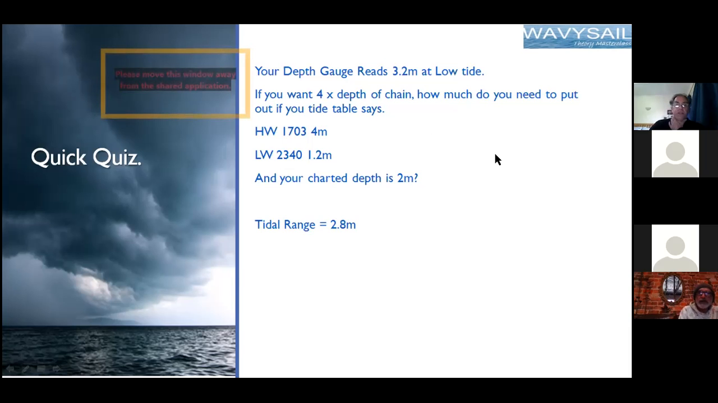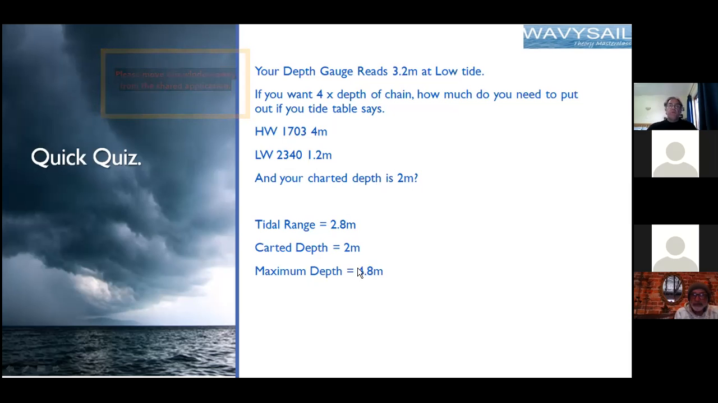So your tidal range is 2.8 meters. That's the difference between your 4 meters and your 1.2. That's how much the water will go up and down in that tide. Your charted depth is 2 meters, that you know from your chart. So your maximum depth at any time is going to be 4.8 meters. Make sense? So it's your tidal range plus your charted depth that gives you your maximum depth.